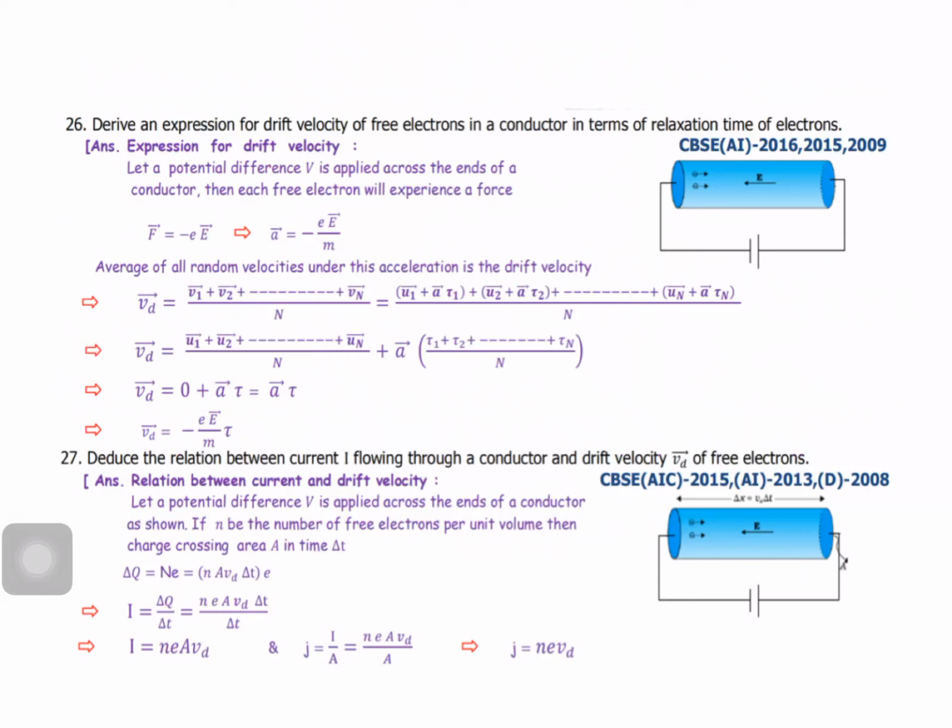So I equal to what's the formula? Del q by del t. You know that del q already derived, n e A v d del t divided by del t. Del t will be cancelled out. I equal to n e A v d, or current density J equal to I by A. So divided by A will be cancelled out. J equal to n e v d.